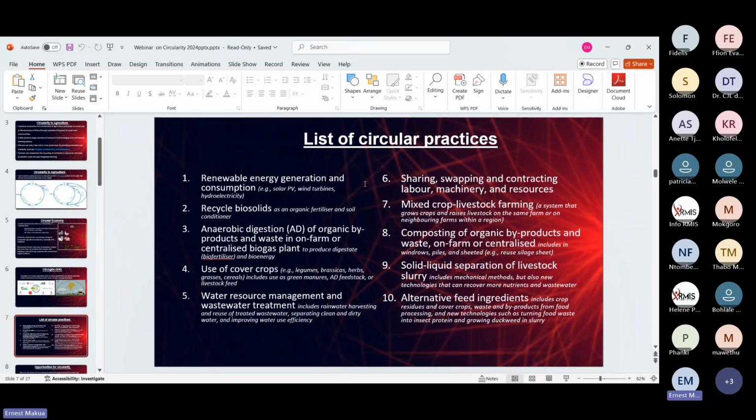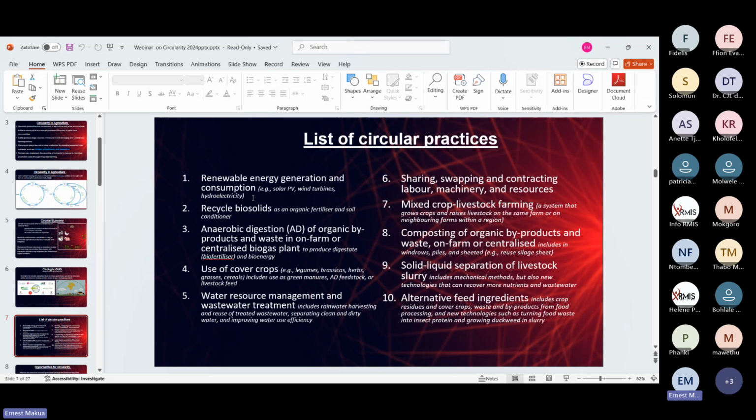So number one is renewable energy generation and consumption. That includes solar panels. This is a very important question because if the farmers are using solar panels, that is circularity, because the very same solar panels get the energy from the sun, and that energy might be used for doing some things on the farm, which contributes very much to circularity.